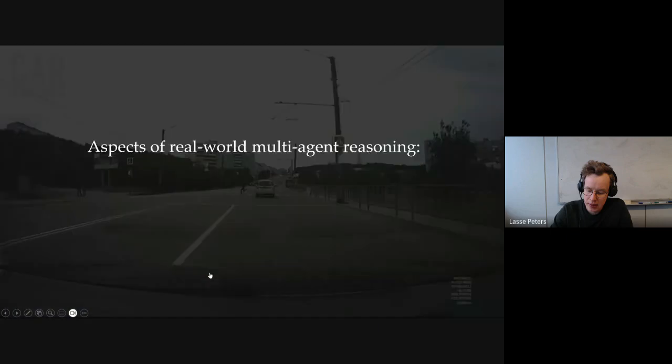These three examples, and in particular the last one, highlight three important aspects of real-world multi-agent reasoning. The first is that the actions of agents are highly interdependent, meaning that the things that I can do safely and efficiently depend on what everyone else is doing. We can't simply predict what others do and then plan our action accordingly, because other agents' actions will depend on us.